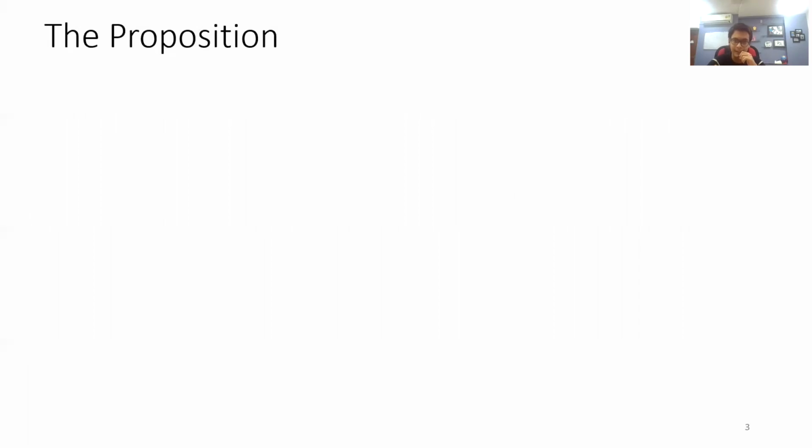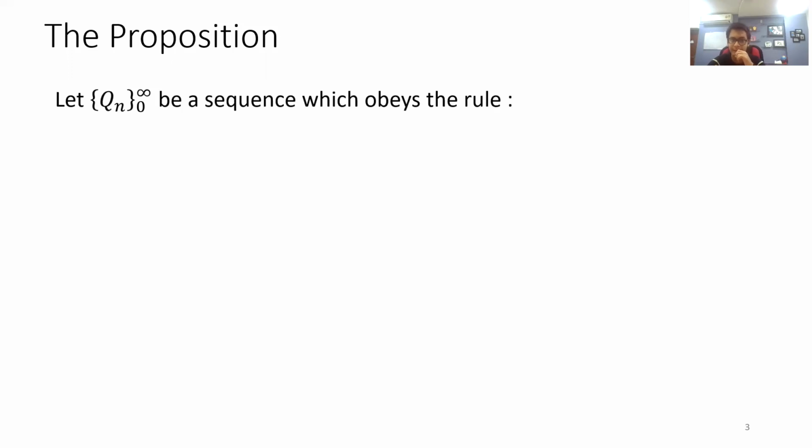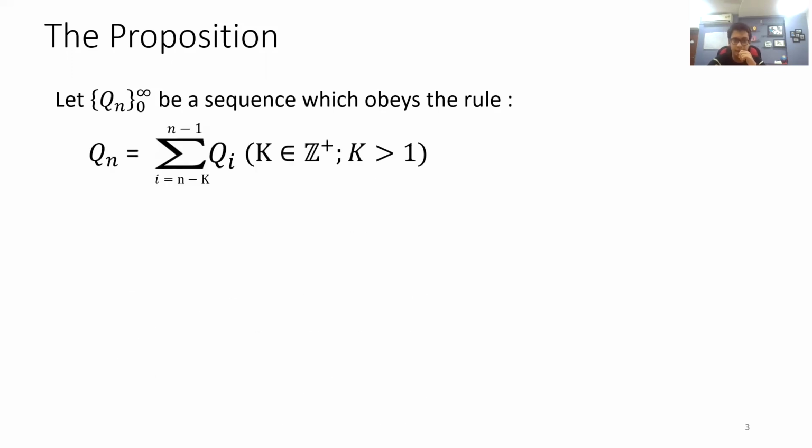The proposition which I am going to present in this video is as follows. Let Q of n be a sequence defined from 0 to infinity which obeys the rule Q of n equals the sum as i goes from n minus k to n minus 1 of Q sub i, where k is a positive integer greater than 1. Right? Because if it's equal to 1, then there's no fun. So what we are trying to convey is that all sequences which belong to our category must obey the rule that the nth term of our sequence is the sum of the k previous terms in the sequence.